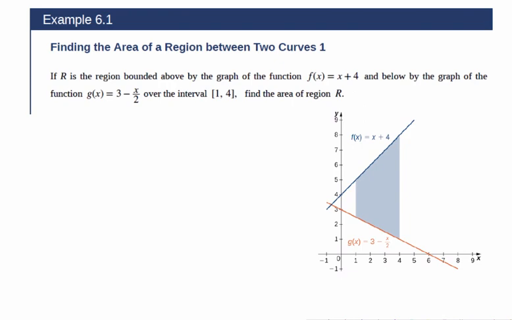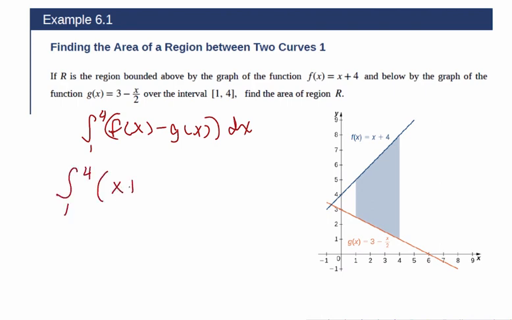So if we graph that, if we look at the graph, it is the integral from 1 to 4 of our f of x function minus our g of x function. Now that's because f of x is always on top. So let's replace our functions in there.